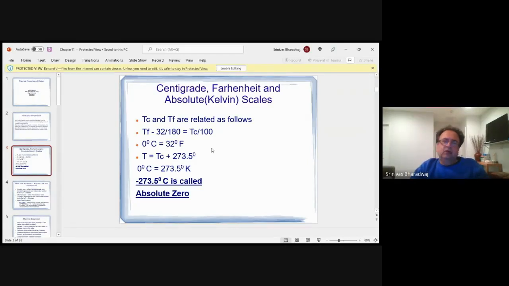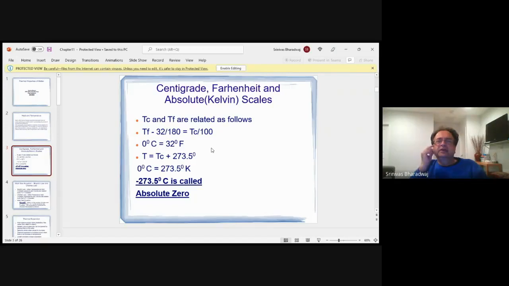Now, the second scale is called Fahrenheit. Fahrenheit is like this: 0 degrees centigrade equals 32 degrees Fahrenheit. What is 0 degrees centigrade? It is the temperature at which, under normal temperature and pressure, ice freezes. Ice gets completely converted from liquid to solid at a fixed temperature. That temperature is 0 degrees centigrade, or 32 degrees Fahrenheit.